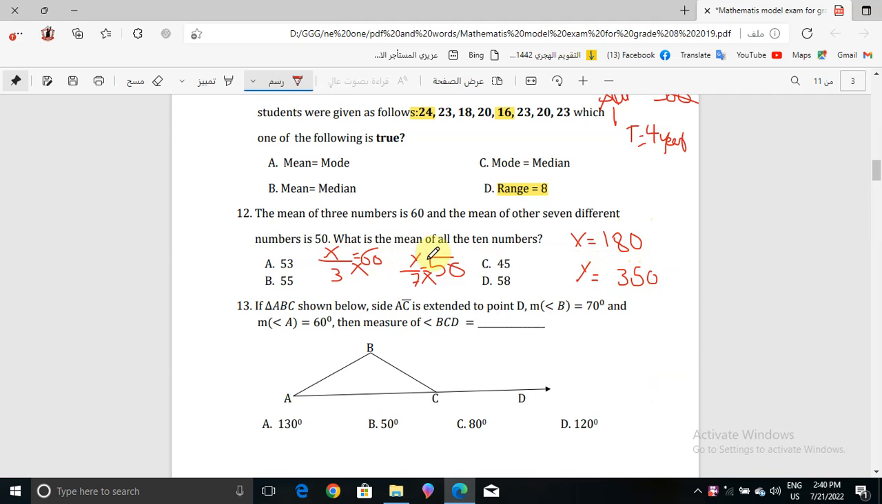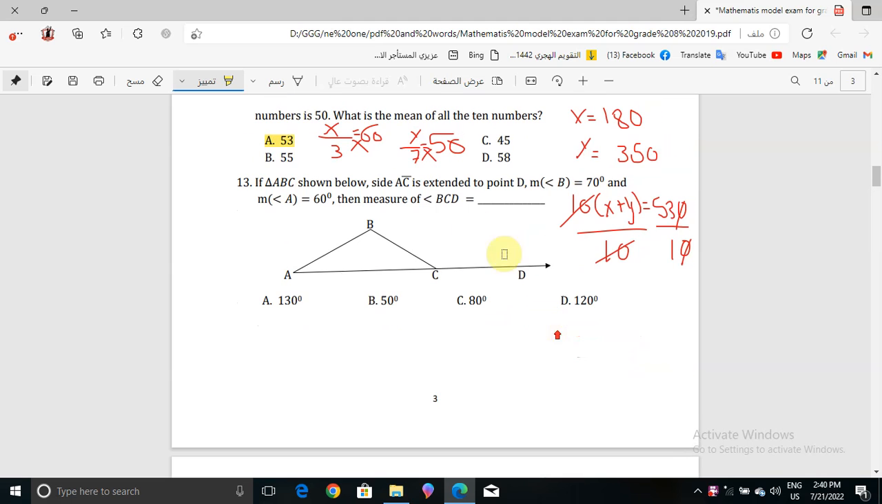Now he said, what is the mean of all the 10 numbers? So here we will make 10 times (x plus y), which is equal to what? Here's the sum of 180 and 350, it will be 530. Then divide both sides by 10 to get the value of x plus y. So here 0 cut 0 by 0, so the last answer will be 53. So that means the correct answer for question number 12 will be choice A, which is 53.